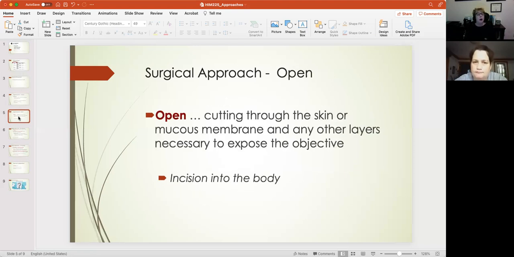Next, open. And open, if you will, is the old-fashioned way of doing surgery. That's where they literally cut the body open. They're using a scalpel to make an incision. An incision is one of the key words that you want to look for in the op notes. That's going to tell you that it is an open approach. And from a surgical standpoint, they usually announce before they do that open.